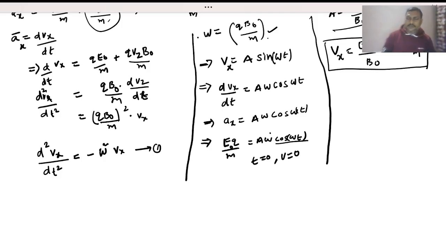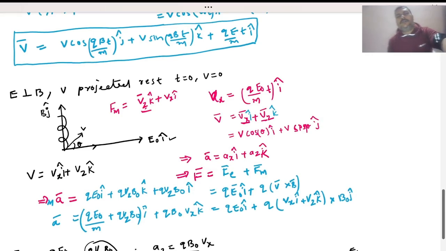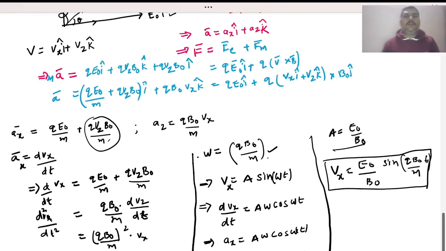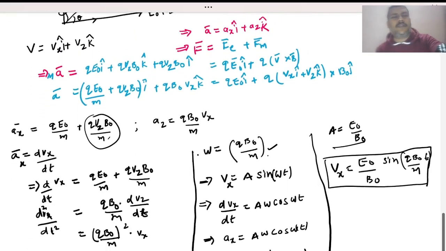Now, this Vx value is for the x component. The Vz value I want to find out. Somewhere I have written the Vz value. So, ax, right.